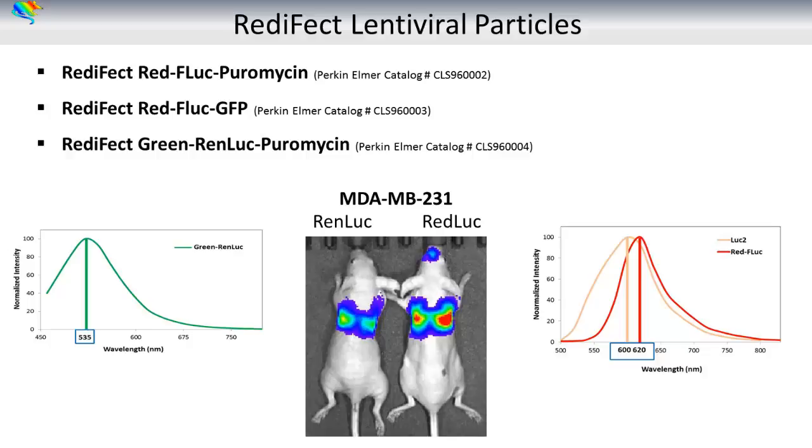The image illustrates and compares signal intensity of a lung metastases model, with cells expressing either Rhinella luciferase, as seen in the left mouse, or Firefly luciferase, as seen in the right mouse.